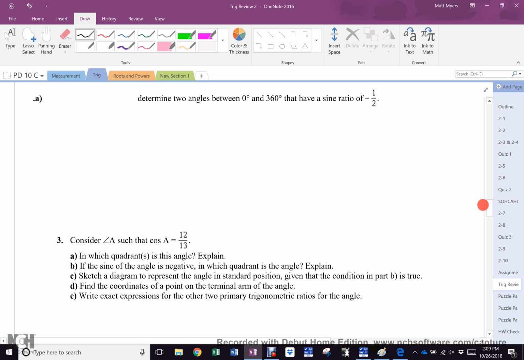Turn the page over. What two angles have a sine ratio of negative 1/2? If it's negative sine, where must it be? Bottom two. Where's the hypotenuse? 2. There's the negative 1. Yes?